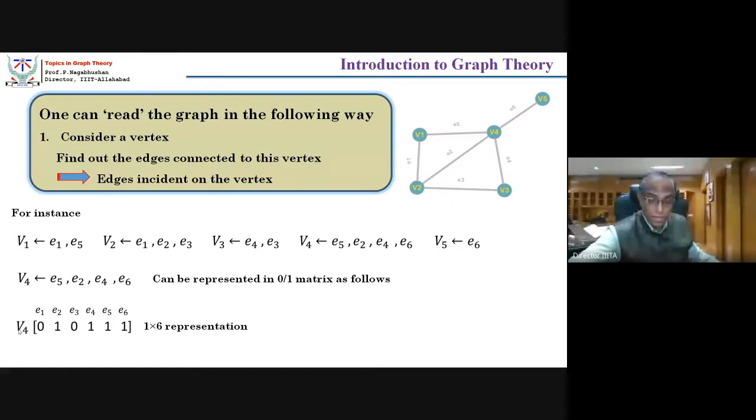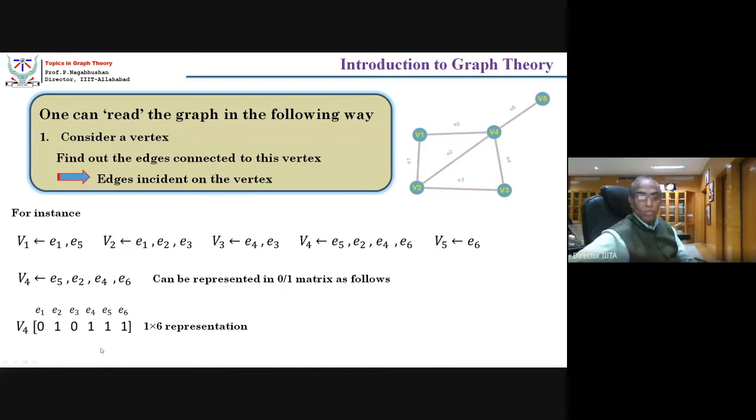Therefore, the incidence for V4 becomes a 1 into 6 representation. What is 6? 6 is the total number of edges present in the graph. Out of the total number of edges, zeros represent non-present edges and ones represent edges which are incident upon this vertex. Is it okay? Good. Therefore, it is a simple 0, 1 representation.